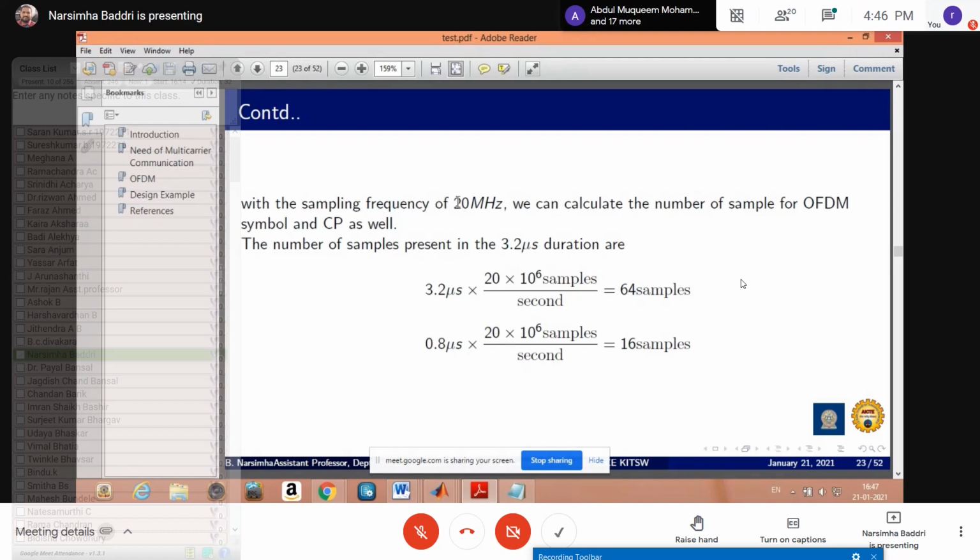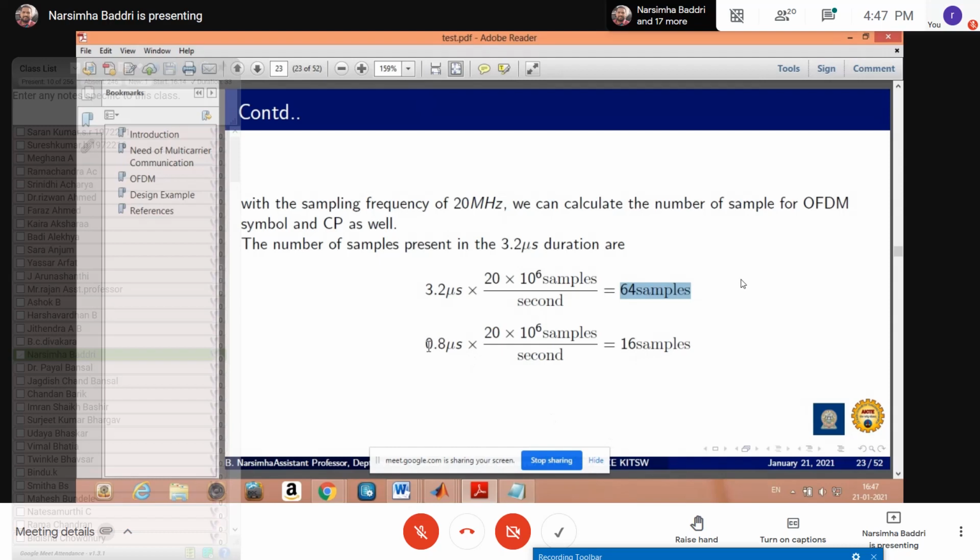So with the sampling frequency of 20 megahertz and the symbol duration of 3.2 microseconds, 3.2 microseconds times Fs, 20 mega samples per second, will give you 64 samples. Each and every OFDM symbol consists of 64 samples, because if you are using this sampling frequency of 20 megahertz, in the duration of 3.2 microseconds you are going to get 64 samples.